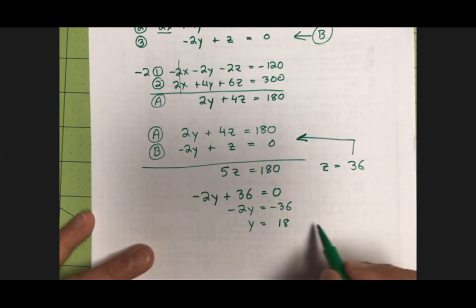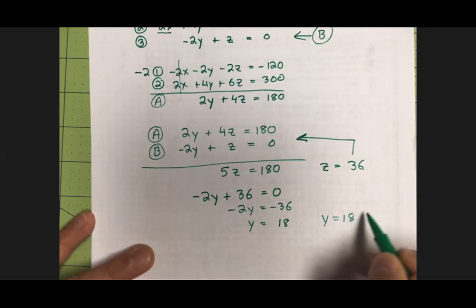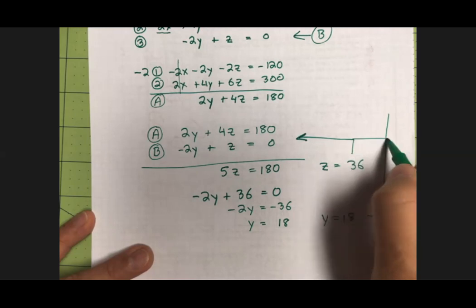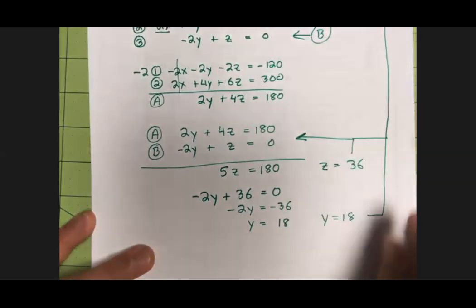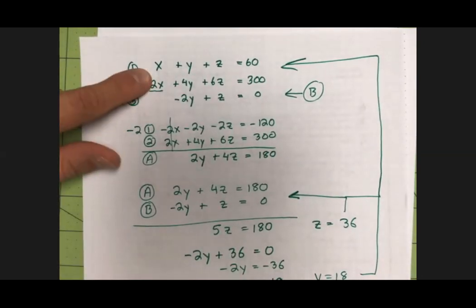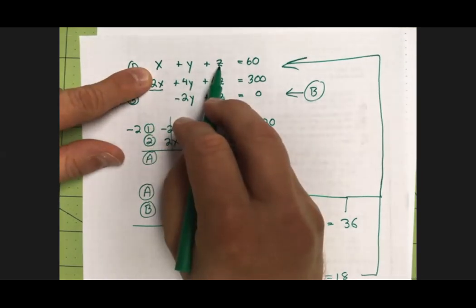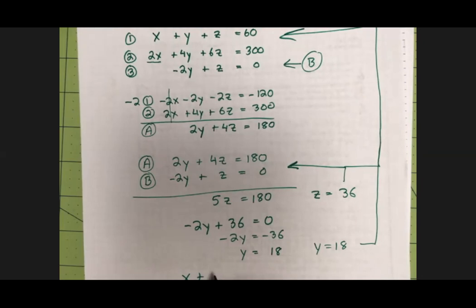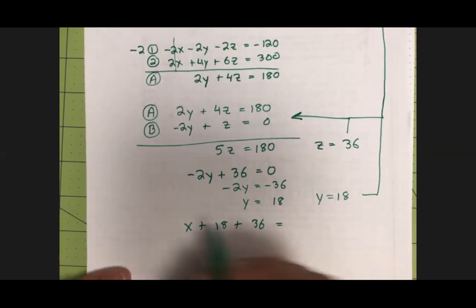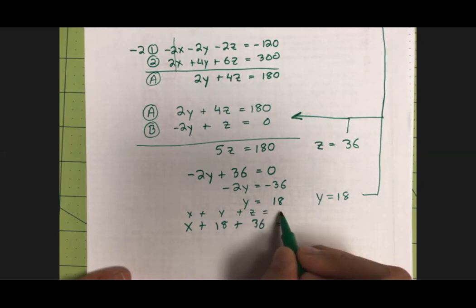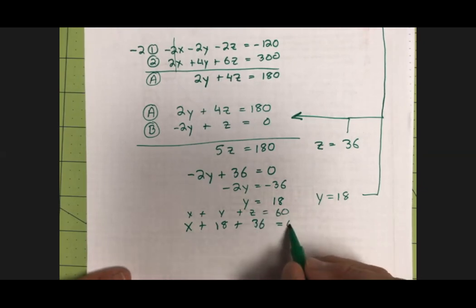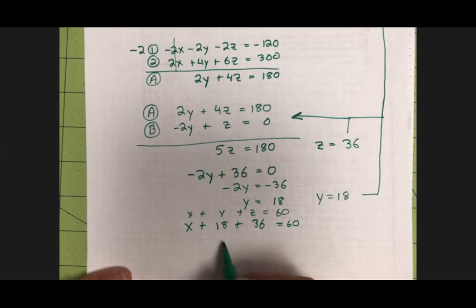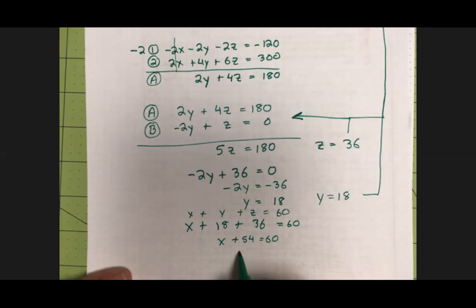Okay, what do I got now? I got my Y is 18. I got my Z is 36. Why don't I take those two, get on the answer train, and go back up to the top. Now I'll find out what X is, because Y is 18 and Z is 36. So X plus Y plus Z, putting them in carefully, if they had other modifier numbers or if they had negative numbers in front of them, I'd have to respect that. But the equation was X plus Y plus Z is equal to 60, right? So X plus 18 plus 36 is 60. And X plus 54 is 60. So X must be 6.